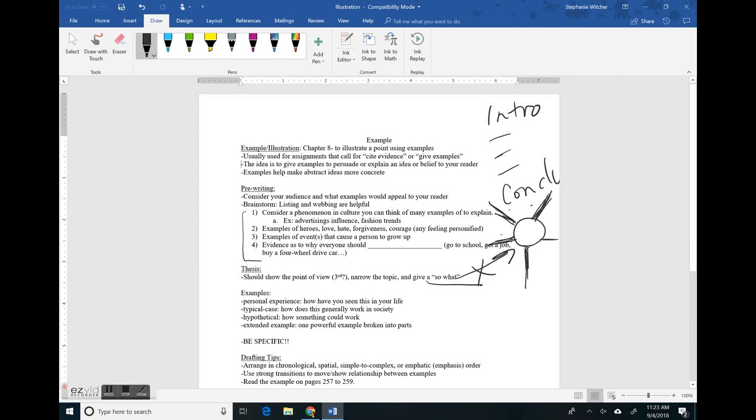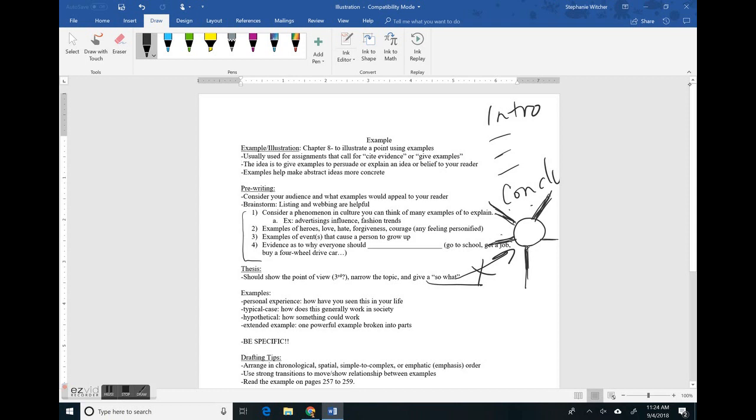Typical case could still be narrative, but it's how do we typically see this in society? So just generally, these are some things that happen to us that make us realize that we have grown up. So you don't have to necessarily make it personal. This is called typical case, just how does this typically happen to people.